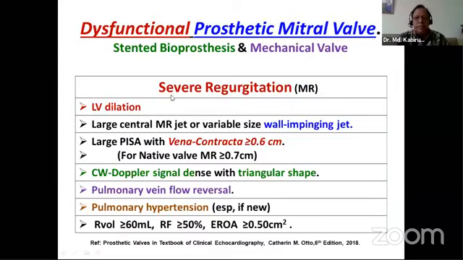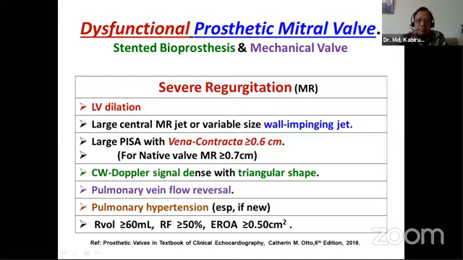These are some parameters to evaluate severe regurgitation, which are like the native valve, but one important difference is that for PISA or vena contracta, more than 6 is abnormal for the prosthetic valve, whereas for the native valve it is more than 7. That is the only difference.